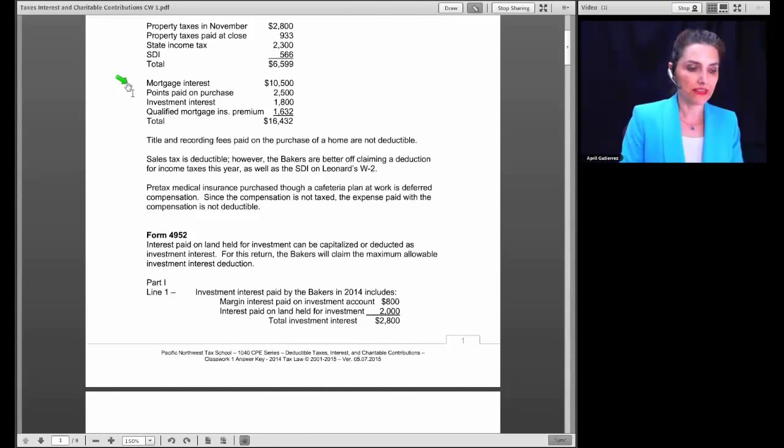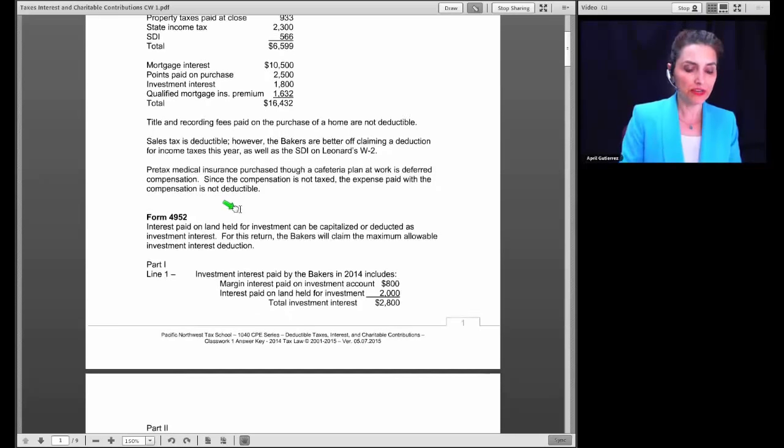Mortgage interest of $10,500, points paid on purchase $2,500. Investment interest, the deductible amount that we're going to be able to claim, $1,800, and the qualified mortgage insurance premiums is $1,632. But we're going to need to show you how we calculated some of these amounts. For example, this investment interest expense, how did we compute that number?